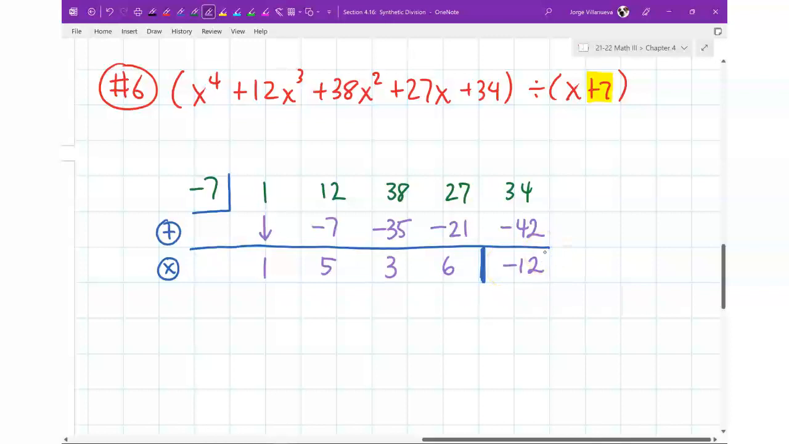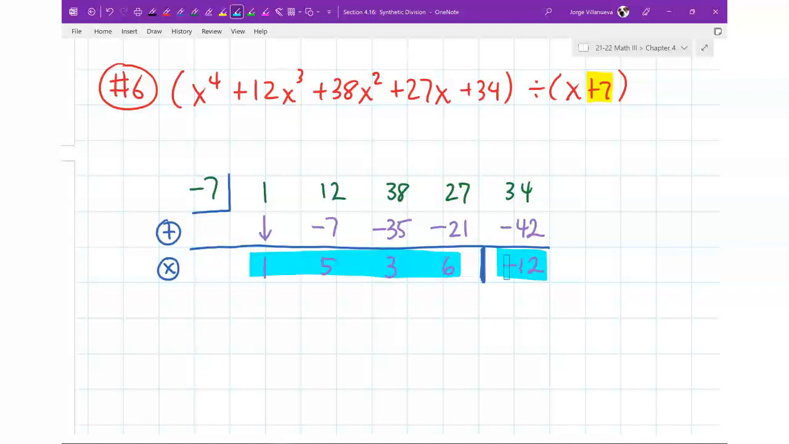So I'm done. This is my answer. This is my remainder. What power do I start with when I start to write my answer? X to the what? Yeah, the third, because up here it's a fourth power. You always got to start one lower. So here we go. Here's my answer.